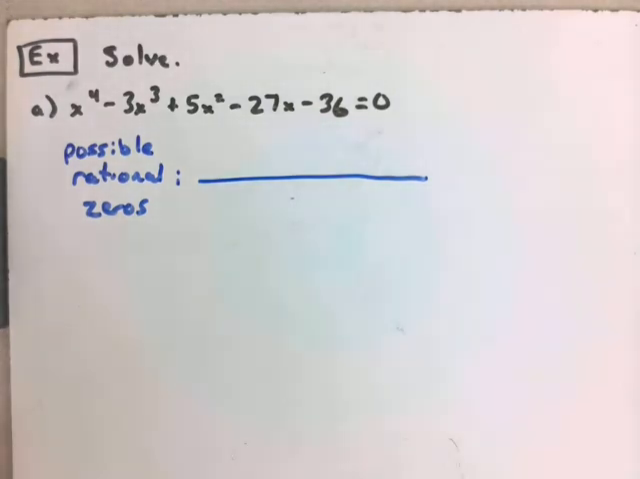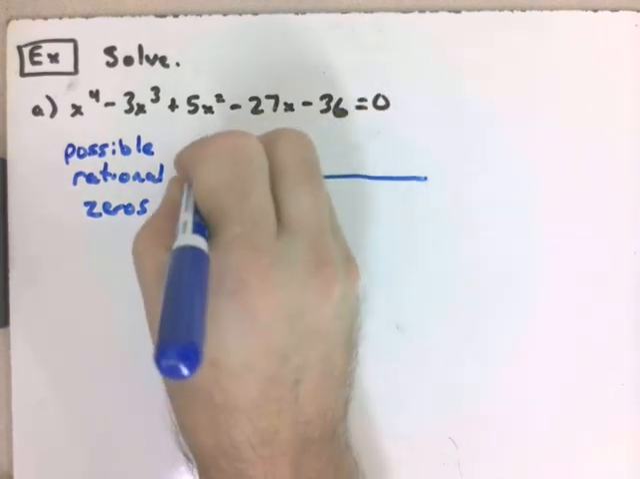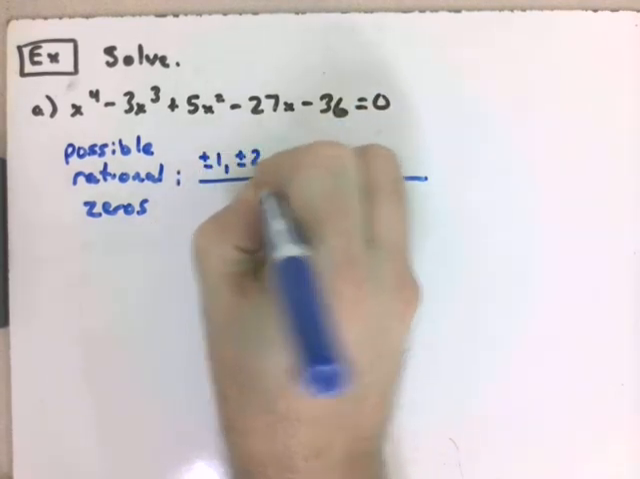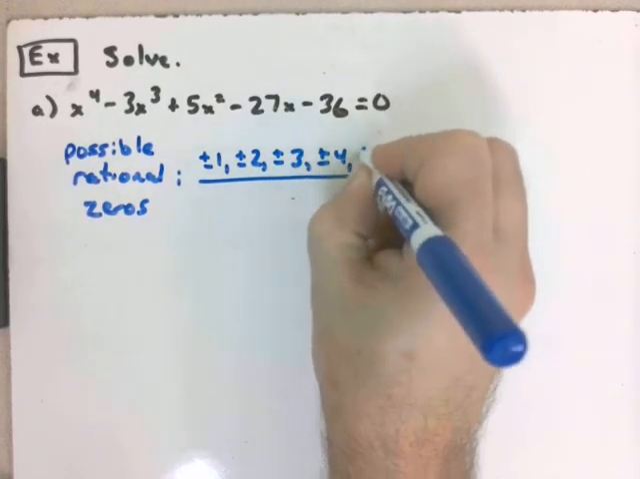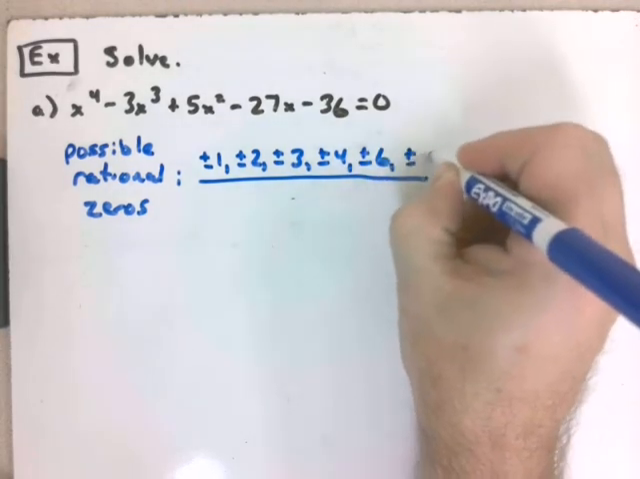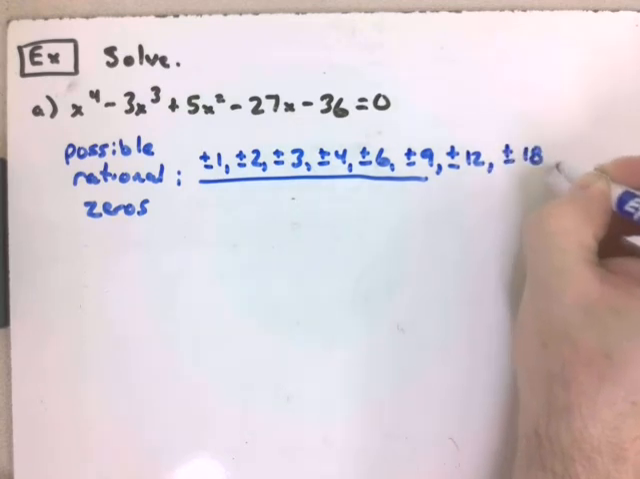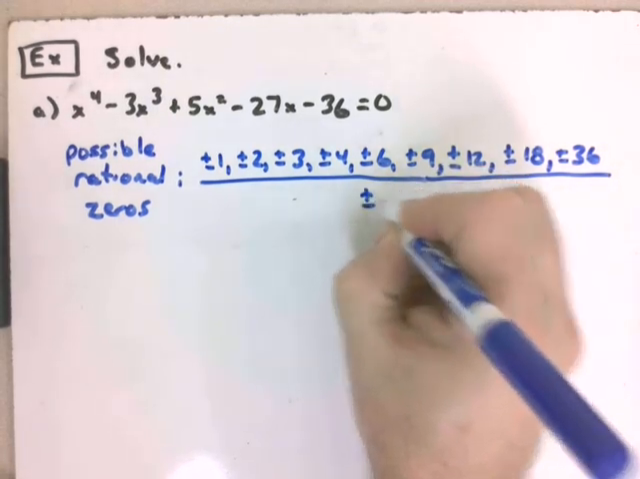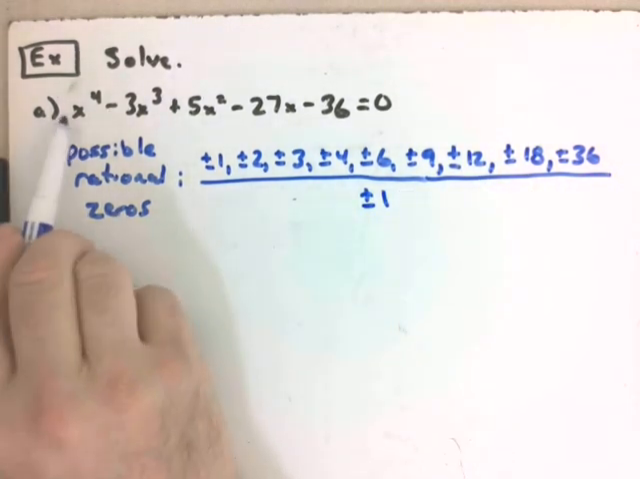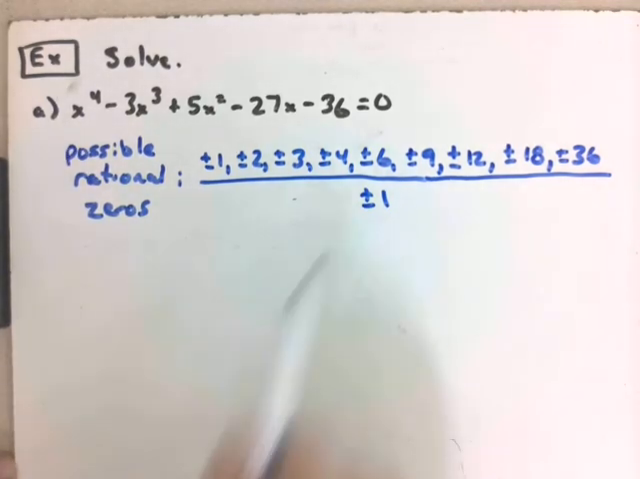We do that by writing down the factors of the constant term on the top. There are a lot of factors of 36. On the bottom, we want to put all the factors of our lead coefficient, which is a 1, so thankfully the bottom part of our fraction, it's only a positive or negative 1.